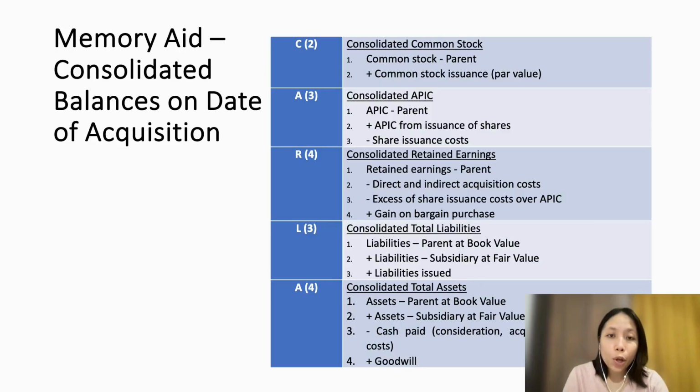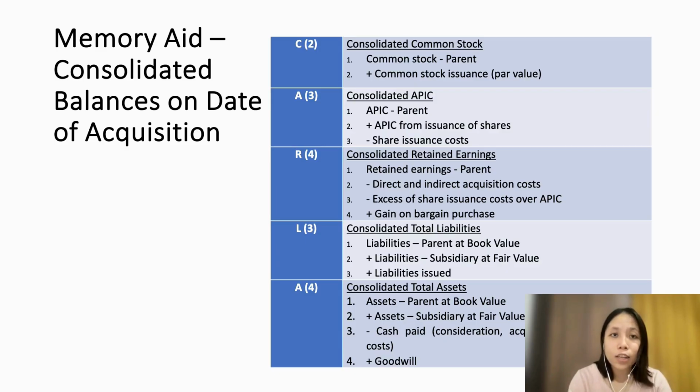In computing for consolidated balances on acquisition date, this memory aid may come in handy. That's Carla 23434. C stands for consolidated common stock. A stands for consolidated APIC. R stands for consolidated retained earnings. L stands for consolidated total liabilities. And A stands for consolidated total assets. The numbers indicate the number of items that you need to consider.